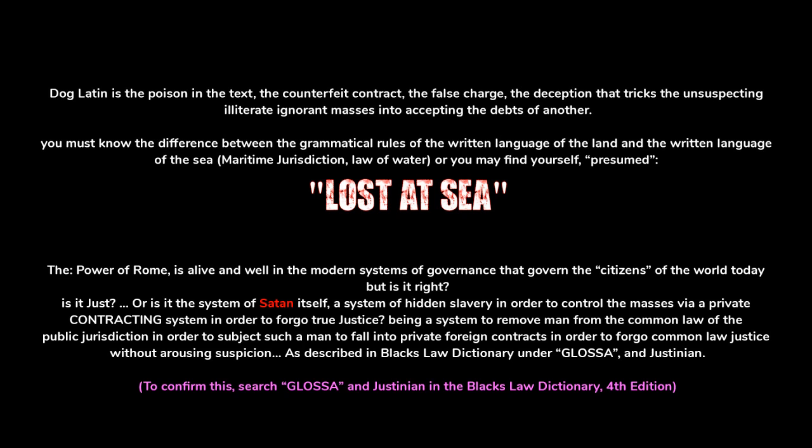Or is it the system of Satan itself, a system of hidden slavery in order to control the masses via a private contracting system in order to forego true justice, being a system to remove man from the common law of the public jurisdiction in order to subject such a man to fall into private foreign contracts, in order to forego common law justice without arousing suspicion, as described in Black's Law Dictionary under Glossa and Justinian. To confirm this, search Glossa and Justinian in the Black's Law Dictionary, 4th edition.